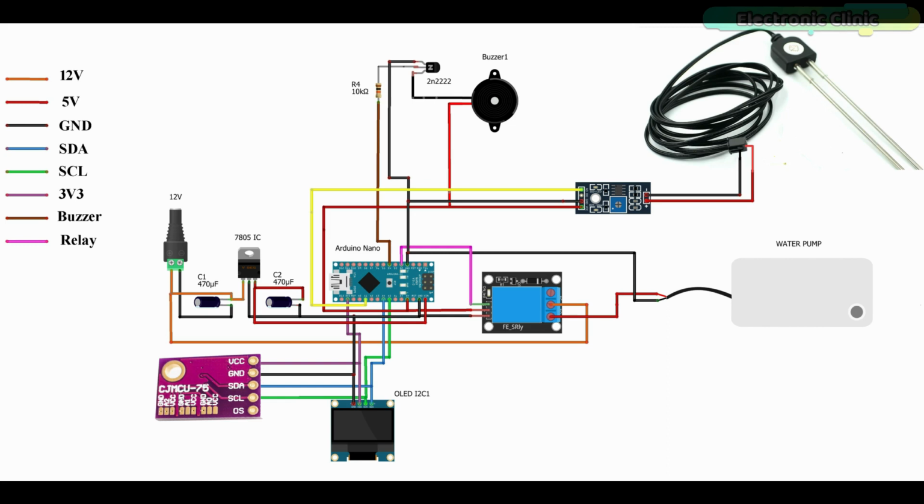The 5 volt buzzer is connected using D4 pin of the Arduino. We use an N2222 NPN transistor and a 10 kilo ohm resistor to control the 5 volt buzzer. The transistor and resistor make the driver circuit.